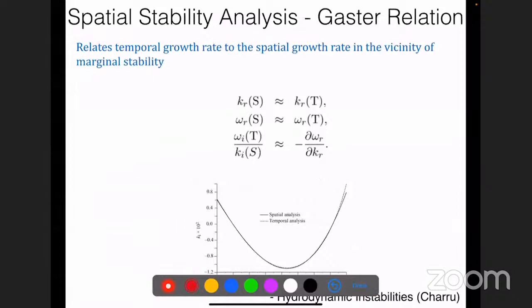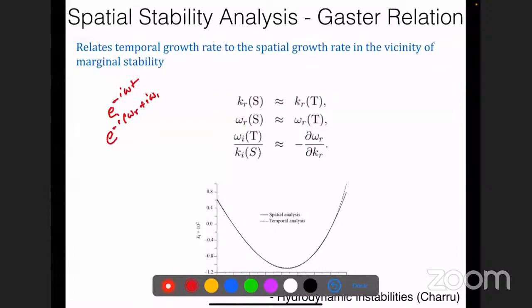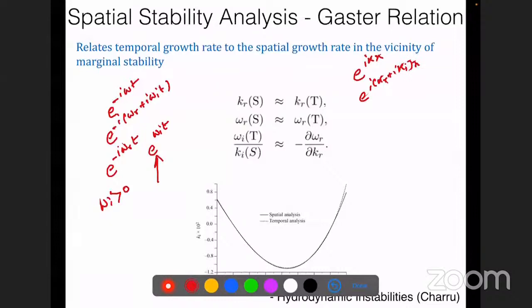And there is a way by which you can relate, in the vicinity of when the flow becomes unstable, the spatial stability answer with the temporal stability answer. Now, there is obviously a certain nuance in spatial stability which is not there in temporal stability. See, in temporal stability, if I say I have a solution which is exponential of minus i omega t, and I write it as omega r plus i omega i, t, which means it is e to the power minus i omega real t, e to the power omega i t. So if I find omega i to be positive, that means this quantity is growing in time. If I do the same exercise for spatial analysis, I write it as e to the power i kr x, minus ki x. So if ki is negative, then it is growing in x. If ki is positive, it is decaying in x.